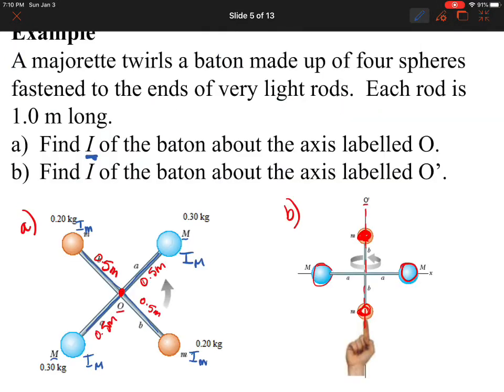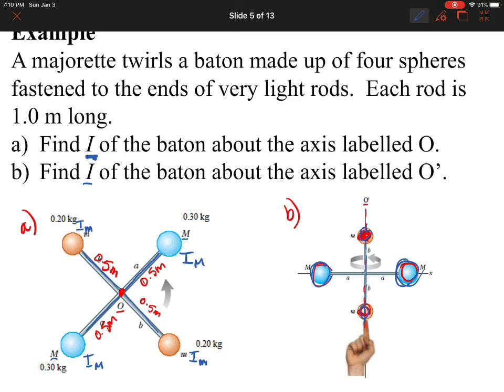Okay, let's take a look at part B. Now we want to find the rotational inertia I of the baton about the axis labeled O prime. So again, that's this guy right here. Really, what's spinning around the axis is these guys. These other guys are technically spinning, but their mass is always balanced along that axis, so we don't actually need to account for that, which is really nice.